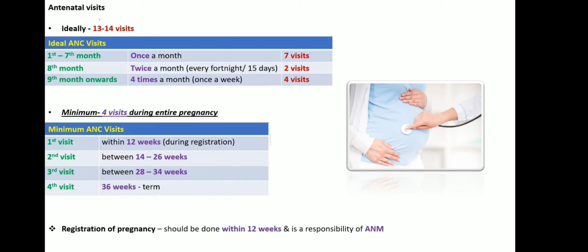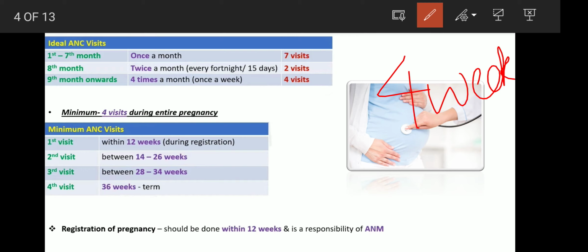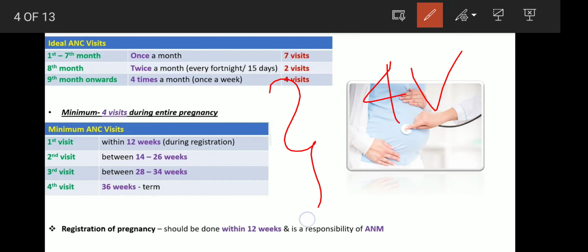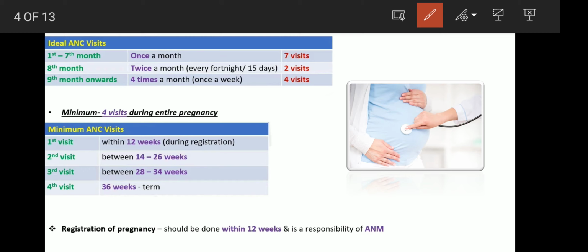Moving on to the minimum visits. The minimum visits are 4 visits. We know in rural areas people do not actually make the ideal 14 visits. Also the multigravidas, even in the urban areas, do not make 14 ideal visits to the PHC, CHC, subcenter, hospital or whatever. So we see that a minimum of 4 visits are required, which somehow cover all 3 trimesters of the pregnancy. Let us see when these 4 visits are done.